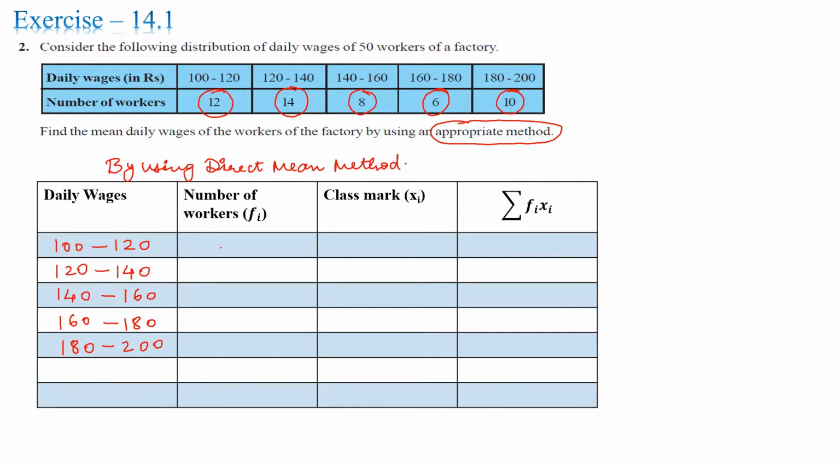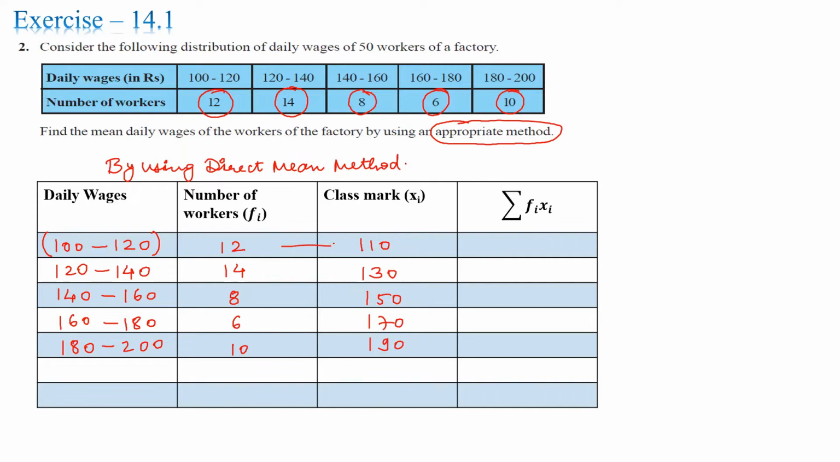So the frequency for the first range is 12. For the second range, it is 14. For the next range, it is 8. For the next range, it is 6. And the last range has a frequency of 10. Next, we have to find the class mark. Class mark means the middle value of each range. The middle value of 100 and 120 is 110. Next 130. Next 150. Next 170. Next 190.